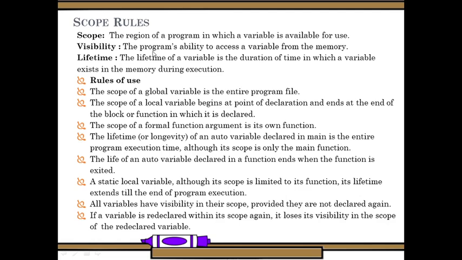Rules of use. The scope of a global variable is the entire program file. The scope of a local variable begins at the point of declaration and ends at the end of the block or function in which it is declared. The lifetime of an auto variable declared in main is the entire program execution, although its scope is only the main function.